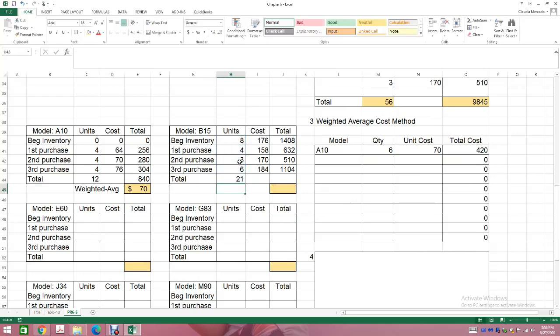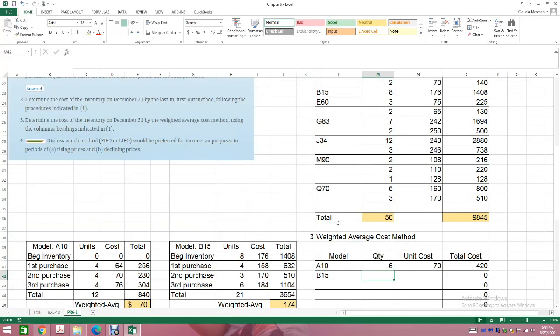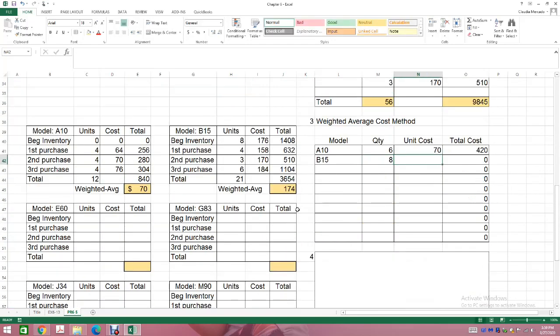I've got 21 units and my total cost is $36.54. Now we can get our weighted average cost, and that's going to be your $36.54 divided by 21. That's going to give me a unit cost of $174. So for model B15, how many did we have left? We had 8 left. And my unit cost is $174, which is what we calculated there. So my total is $13.92.